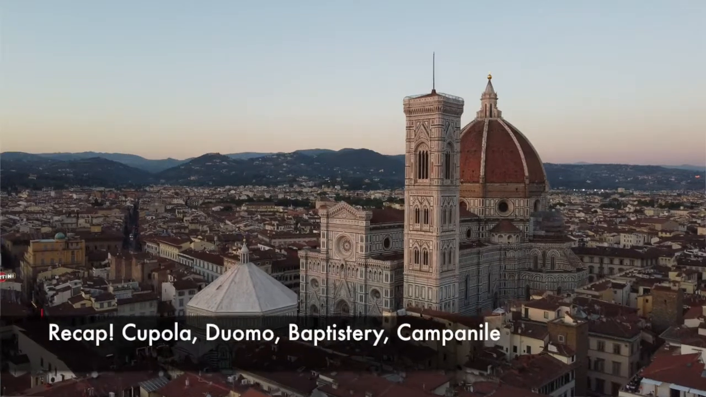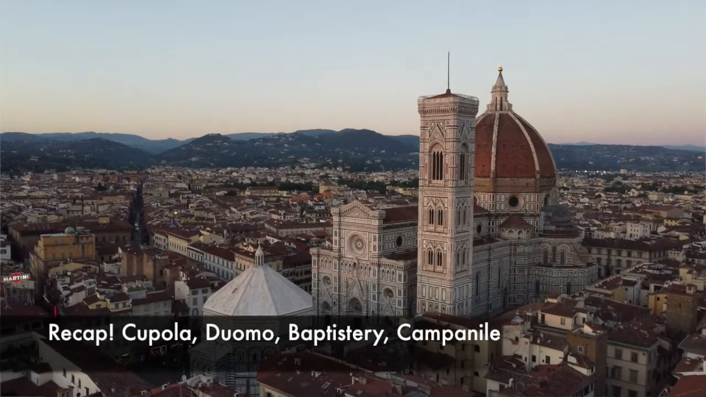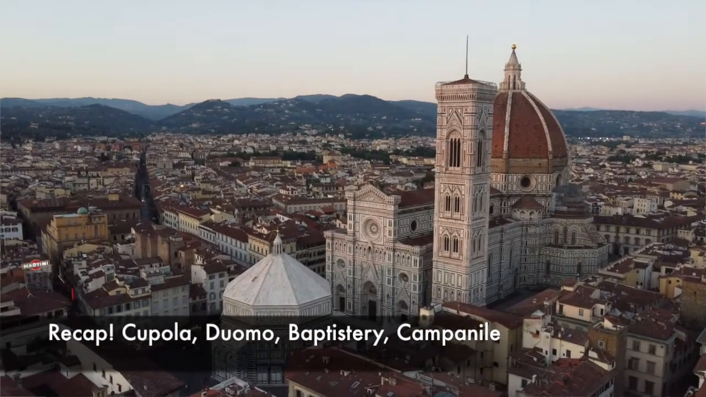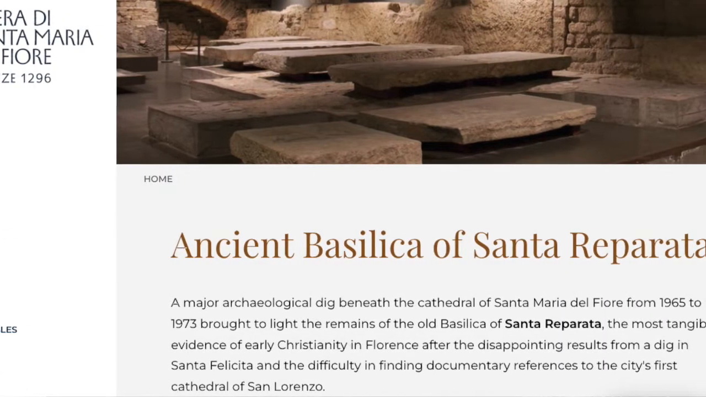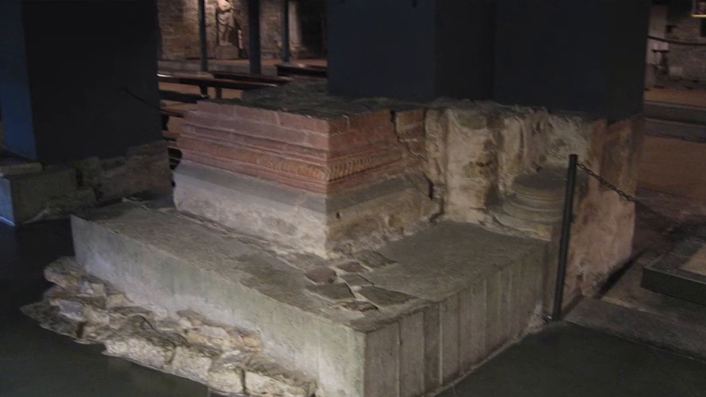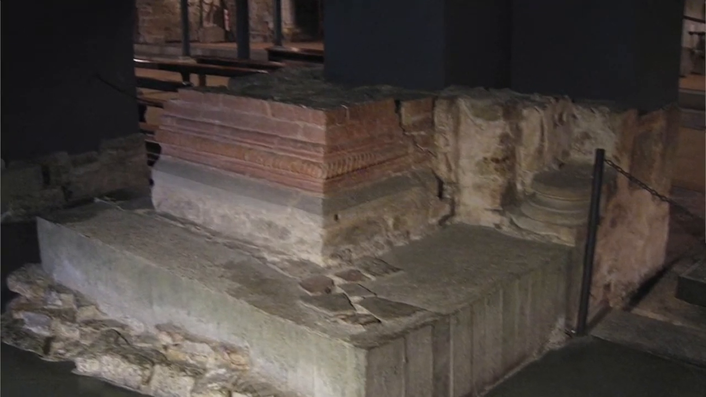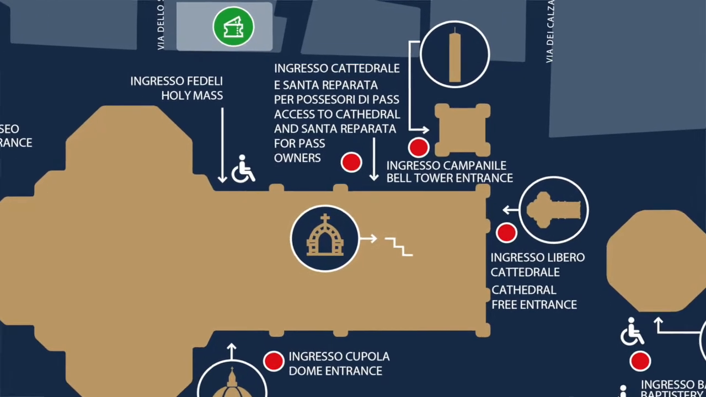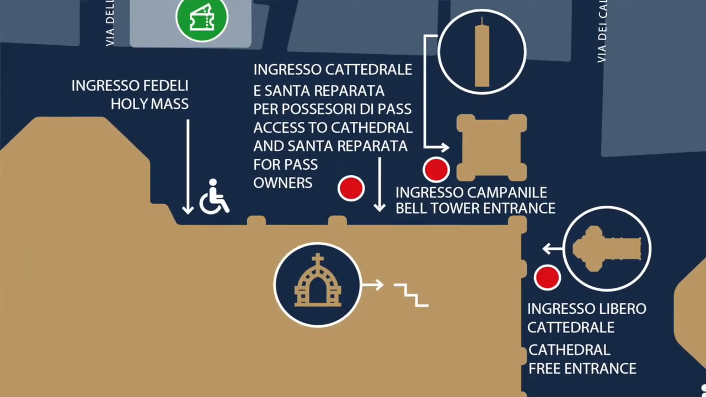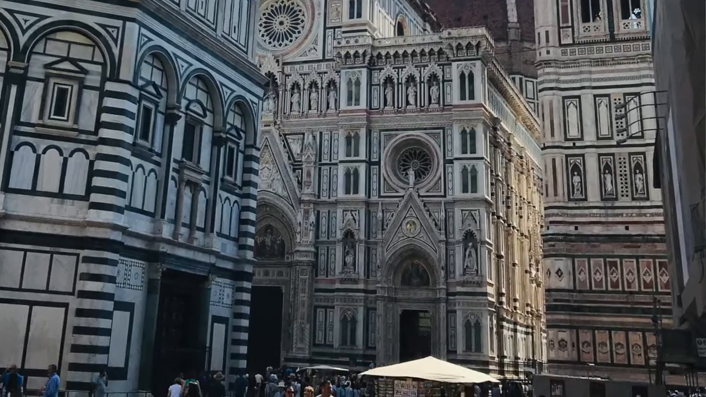All right, so we've covered visiting the Cupola, the Duomo structure itself, the Baptistry, the Campanile. It's important to note that you also can visit Santa Reparata. So you can visit this archaeological site, which is going to be on the south side of the Duomo. So be sure to look for that entrance near the Campanile, and with any of the tickets, you'll be able to visit that site.